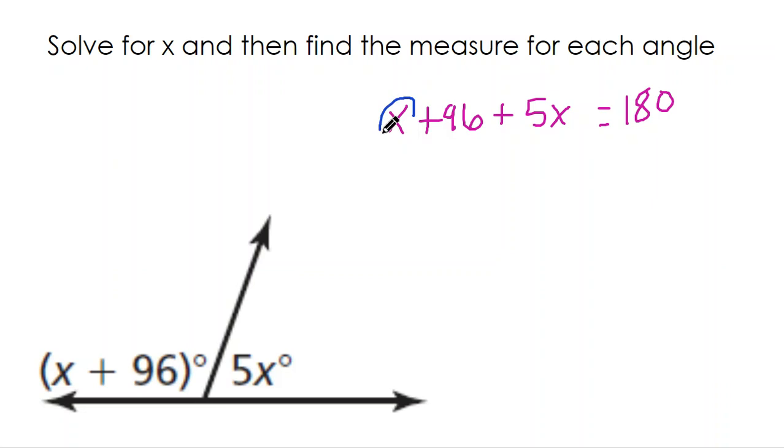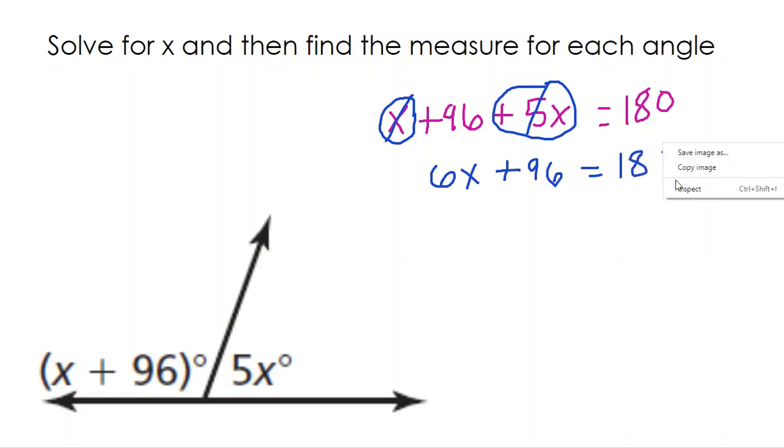So I can combine my like terms. I see an x and a 5x. I can combine those, right? X plus 5x will give me 6x. So I'm left with 6x. That 96 I can't combine with anything on my left, so I just keep it, plus 96, and equals 180.